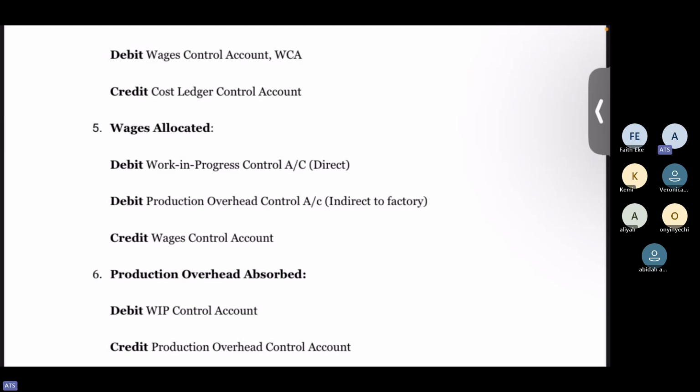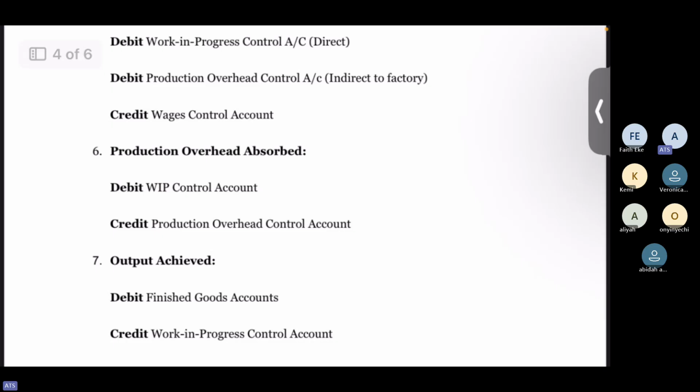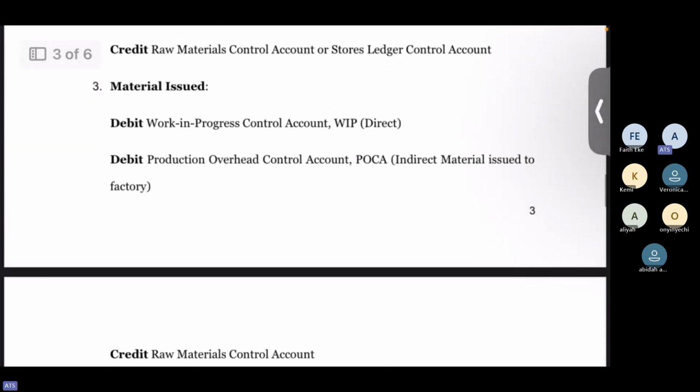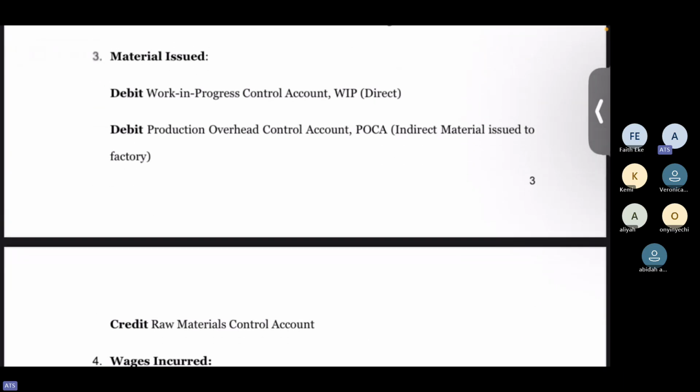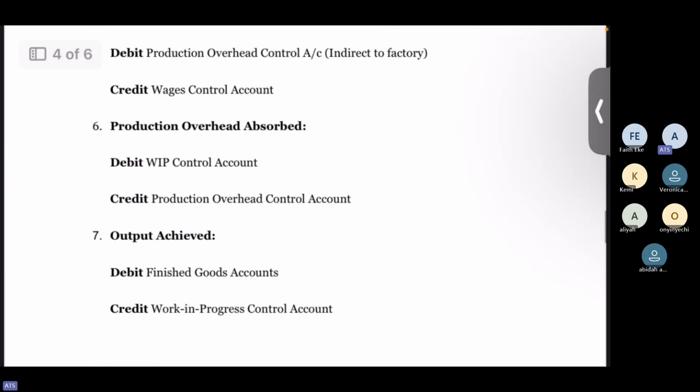So if they are indirect labor workers, you assign that to production overhead. But if they are direct, you debit work in progress account, and of course the corresponding entry would be to credit your wages control account. Now, you remember when you assigned materials to production overhead control account, you debited it. When you assigned wages, you debited it. So all this now will make your total overhead.